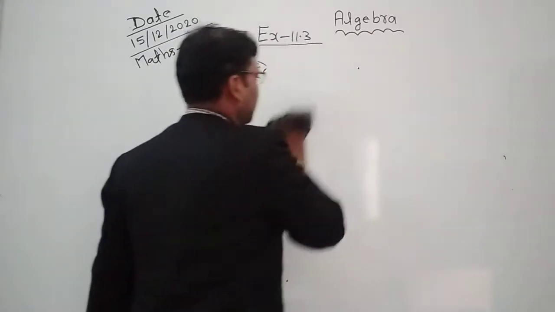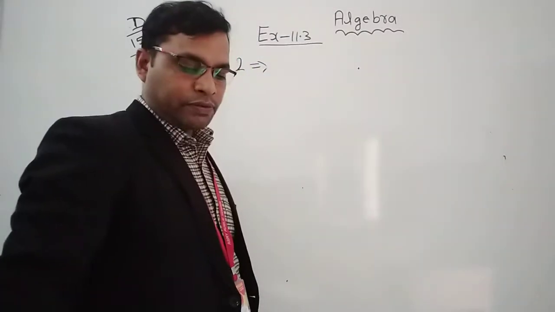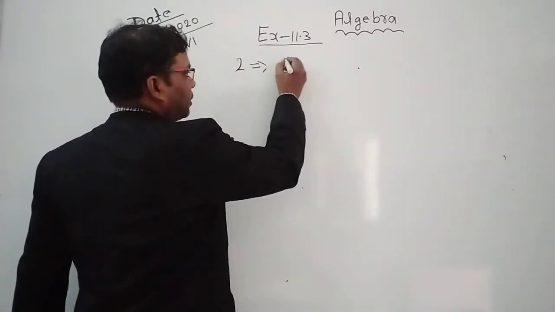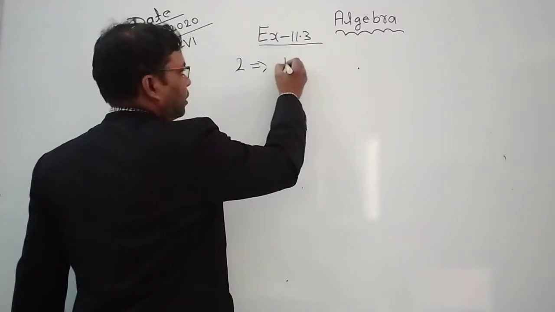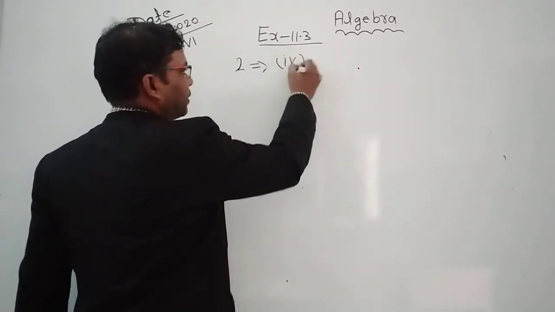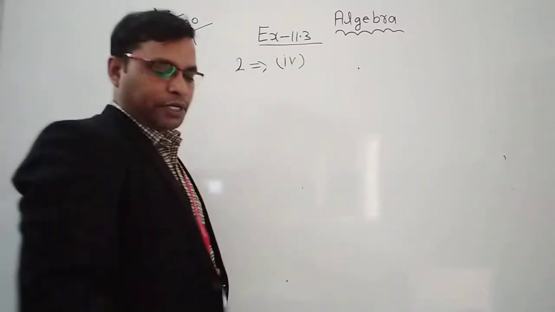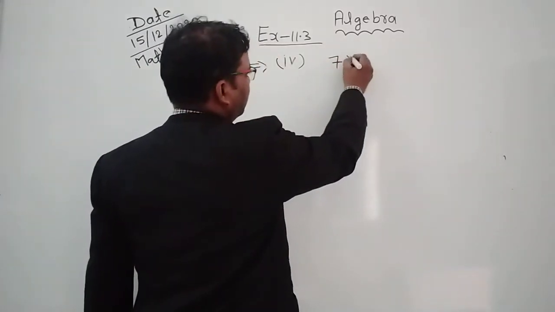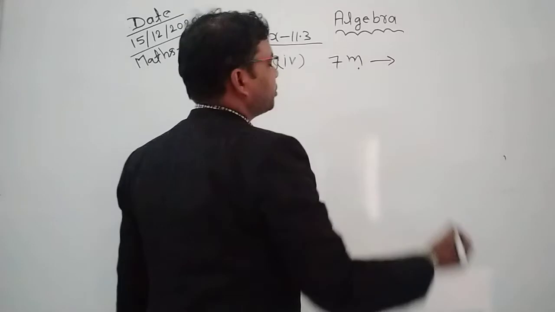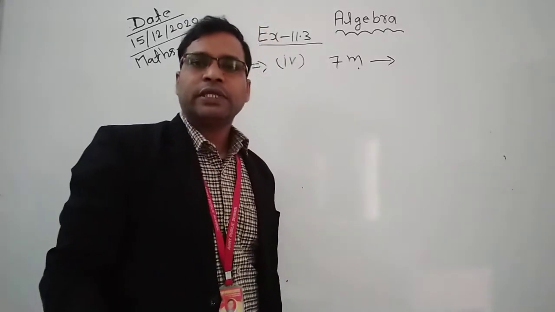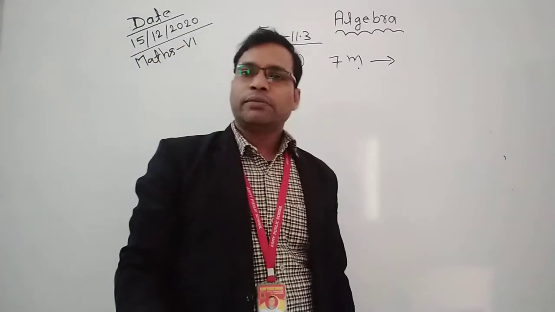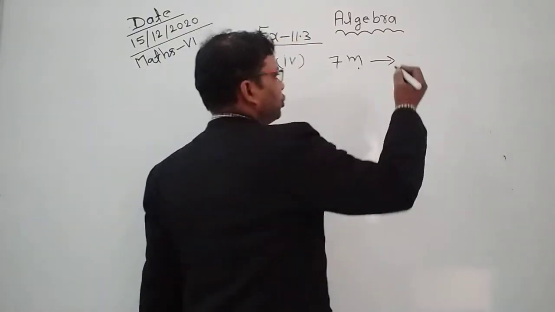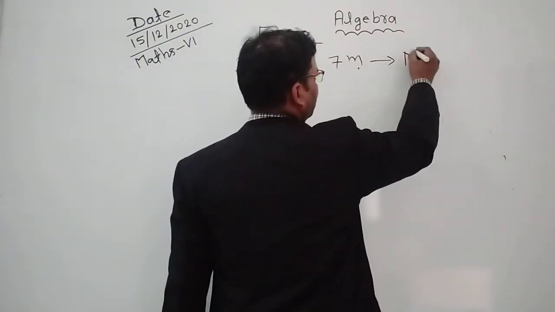Now in the fourth part of question number 2, the D part, 7m is given. So which operation is used here? Obviously you know very well 7m means 7 into m. So here the multiplication operation is used.